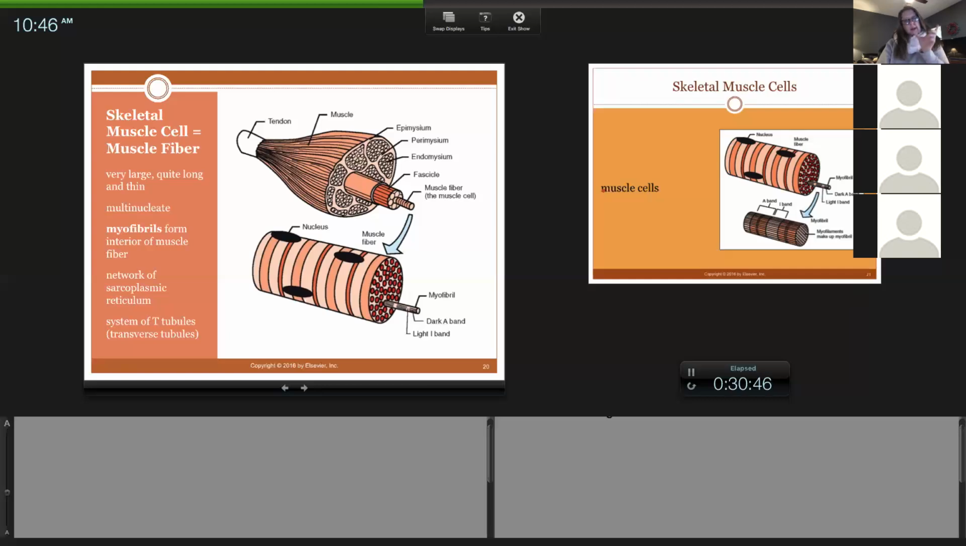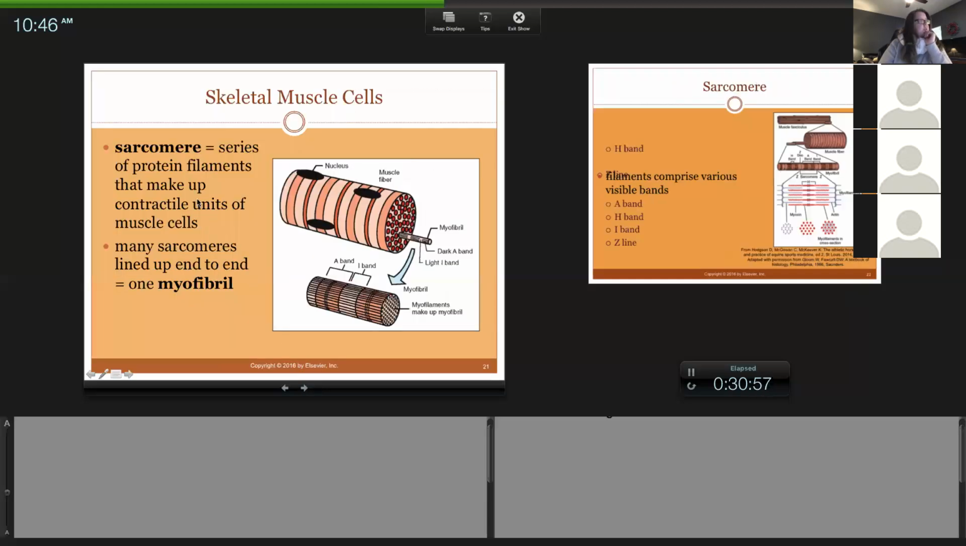If it happens to one muscle fiber, it's going to happen to all of these muscle fibers. What you're going to get is a network of sarcoplasmic reticulum. So a sarcomere is a series of filaments that make up that contractile unit. Many sarcomeres line up to make one fiber.